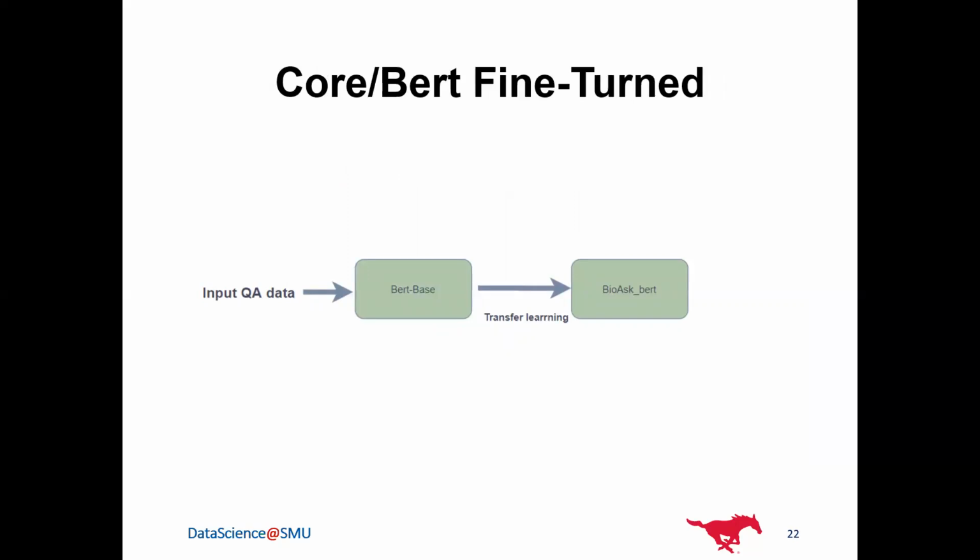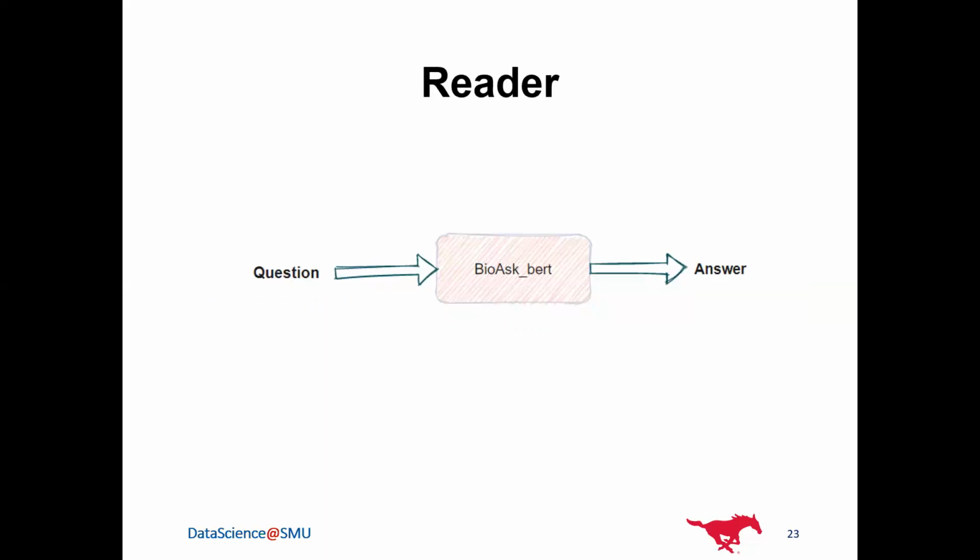Now that we have the BERT format input, we're going to pass that data into the BERT-based model. With the fine-tuning, we're going to tune or train the last few layers of the model into the final BioASQ model. What the reader is doing, now that we have the BioASQ model BERT version, is we pass in the question, and then it gives us an output.